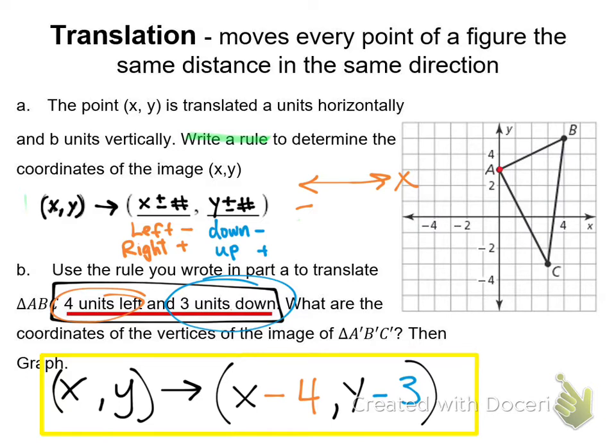So you're going to count 4 to the left, 1, 2, 3, 4, and then 3 units down, 1, 2, 3. 4 units to the left, and then 3 units down. So we're going to call that A prime.